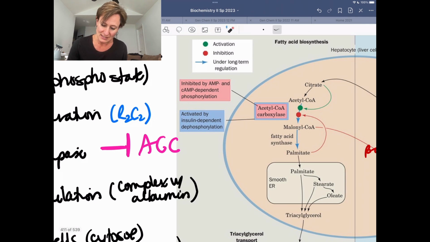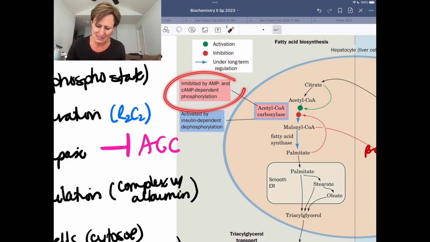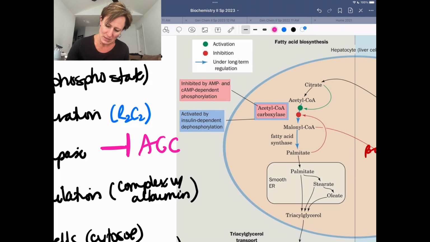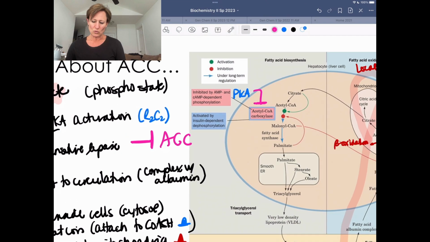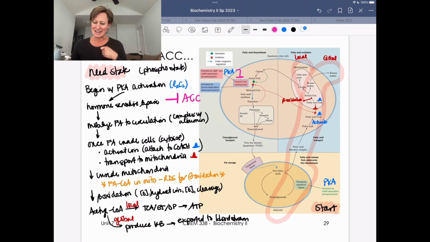Now, we haven't talked about the ACC enzyme in our need state because the ACC enzyme is the rate controlling enzyme for fatty acid synthesis. But it should make sense that we need to make sure that enzyme is not active when we are in a need state. And what we can see here is that enzyme is inhibited by both AMP and a cyclic AMP dependent phosphorylation. So again, we are going to have PKA making sure to inhibit ACC. So it's going to make sure that we are not doing fat synthesis if we are in a need state. All right, so that's the details for what happens in a need state.